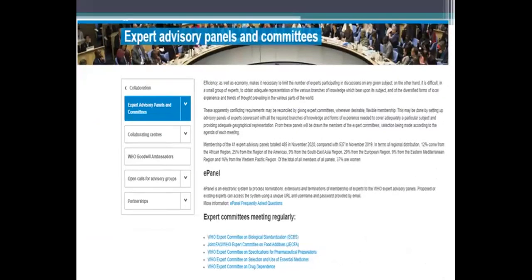There are also expert advisory panels and committees. These include the WHO Expert Committee on Biological Standardization, the Joint FAO/WHO Expert Committee on Food Additives, the WHO Expert Committee on Specifications for Pharmaceutical Preparations and also Essential Medicines, and the WHO Expert Committee on Drug Dependence.